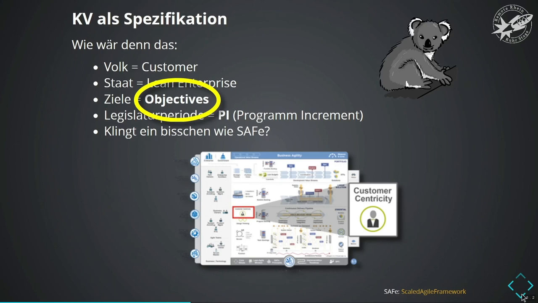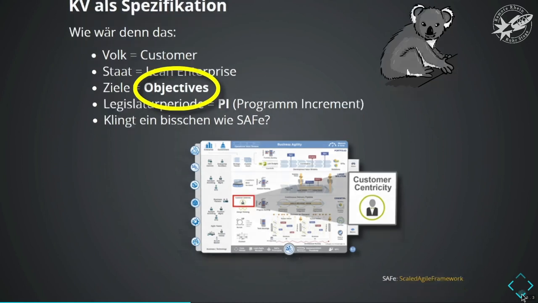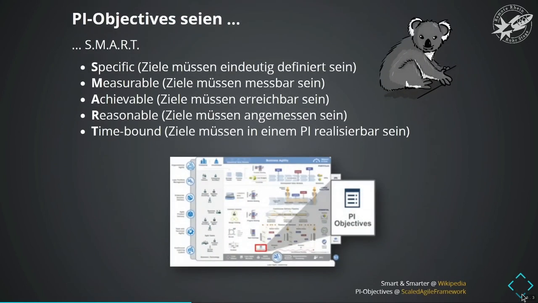And SAFe has an interesting offer here. According to SAFe, these objectives should be SMART, which means specific, and measurable, so they have to be measurable, achievable, you have to be able to achieve them. My first idea here is spontaneously the thing with the voting age, starting to vote from 16. I am very much in favor of this, and I think they can do this for Europe, but for the federal elections, they need a two-thirds majority, so this might not be really achievable, even though I like it as a goal. Reasonable, so an objective has to be reasonable and time-bounded, so they have to be achievable within a PI.